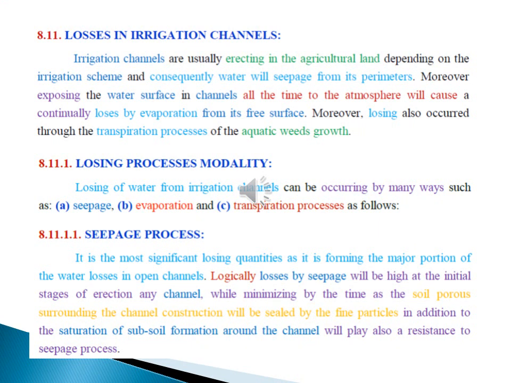Losses in irrigation channels. Irrigation channels are usually erected in the agricultural land depending on the irrigation scheme. Losing water from irrigation channels can occur in many ways such as seepage, evaporation, and the transpiration process. The seepage process is the most significant loss, as it forms the major portion of the water losses in open channels.